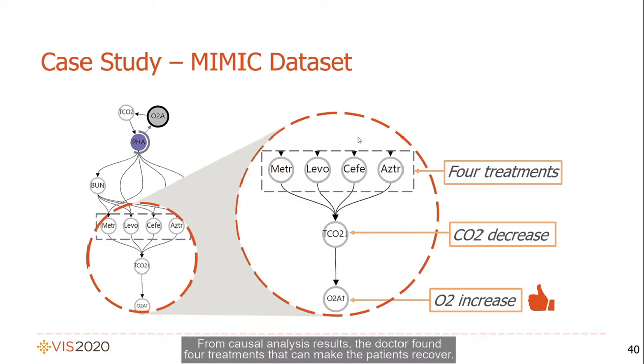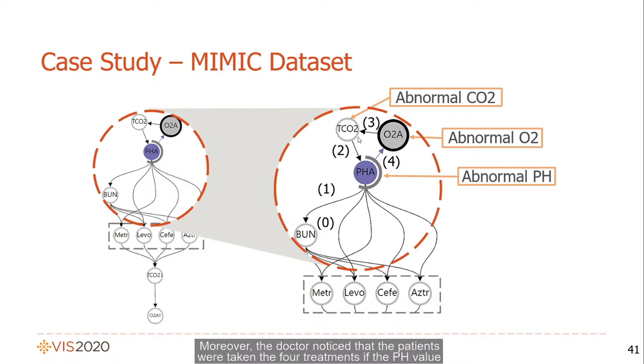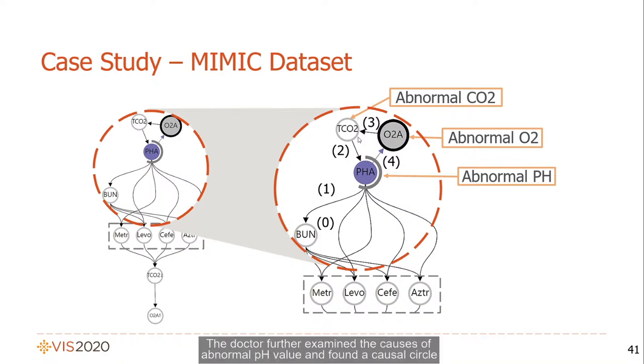From causal analysis results, the doctor found four treatments that can make the patient recover. Moreover, the doctor noticed that the patients were taking the four treatments if the pH value in their blood was abnormal. The doctor further examined the causes of the abnormal pH value and found a causal circle among three laboratory indices, including oxygen, carbon dioxide, and pH values. The values of oxygen, carbon dioxide, and pH in blood affect each other. Because of this cyclical causality, the conditions of patients will keep getting worse.